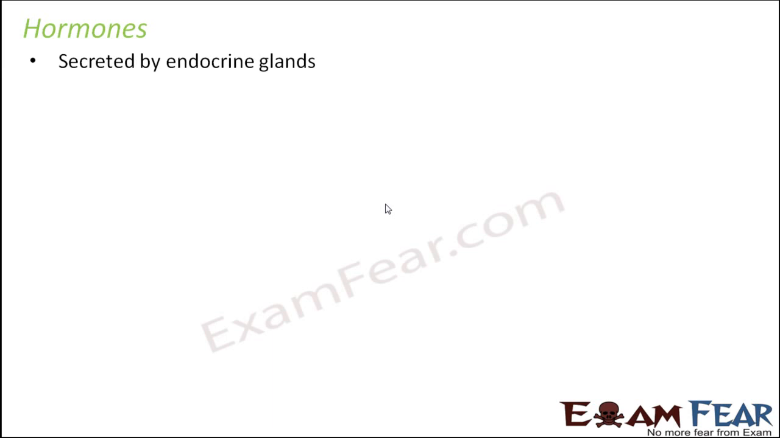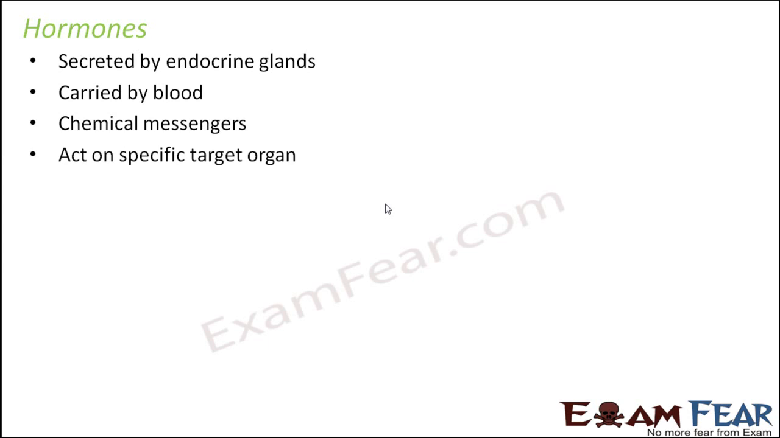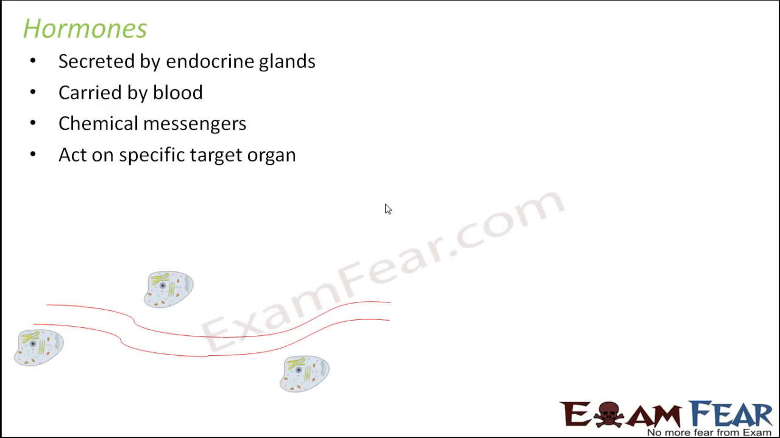These are secreted by endocrine glands. They are carried by blood. Blood will carry them because they are secreted only by the endocrine glands, not by exocrine. So if it is secreted by endocrine glands, it will be secreted into the blood, and blood has to transport it to different body parts. So they are chemical messengers, as I mentioned before also, and they act on a specific target organ. It is not that they'll just go and communicate to any organ. It has to go to a specific target organ.